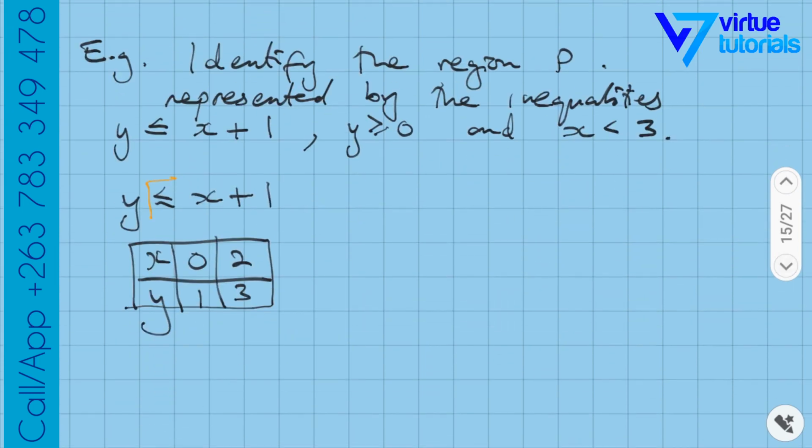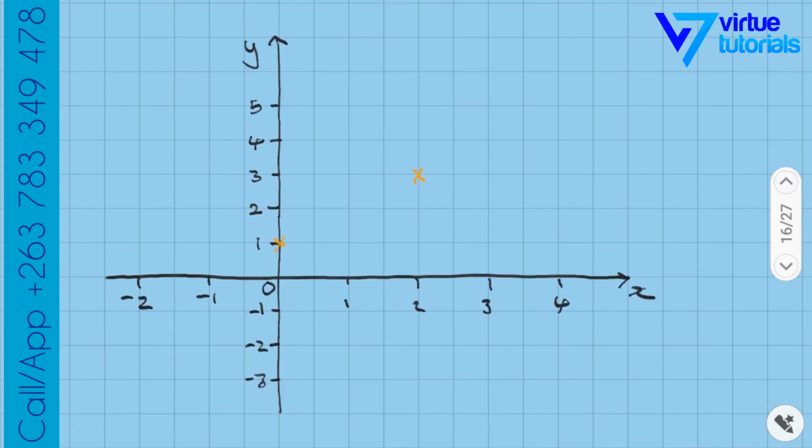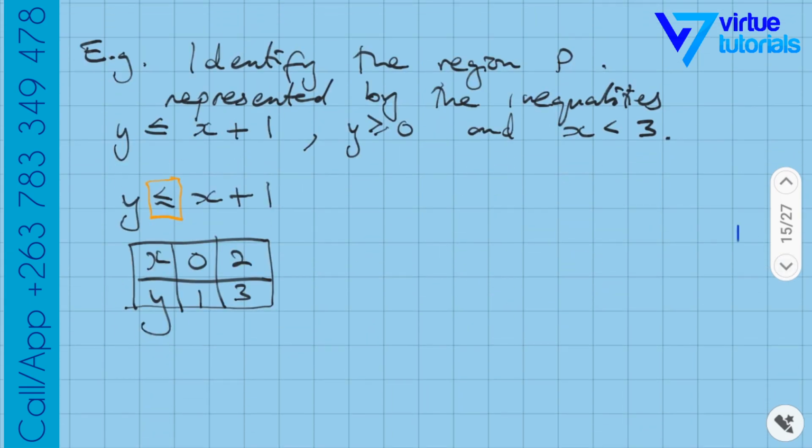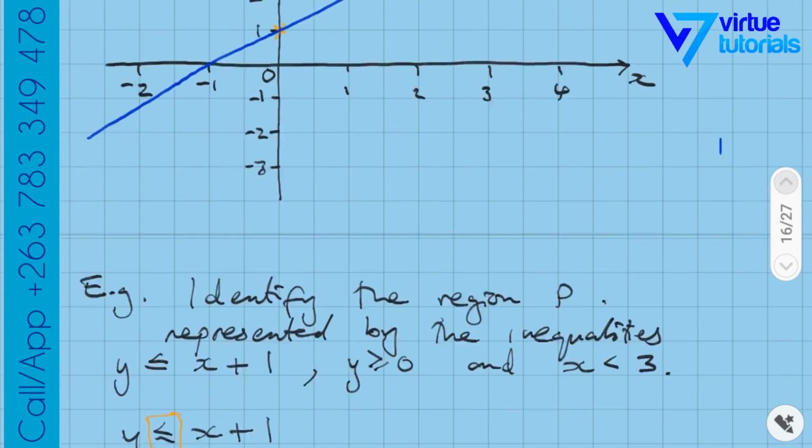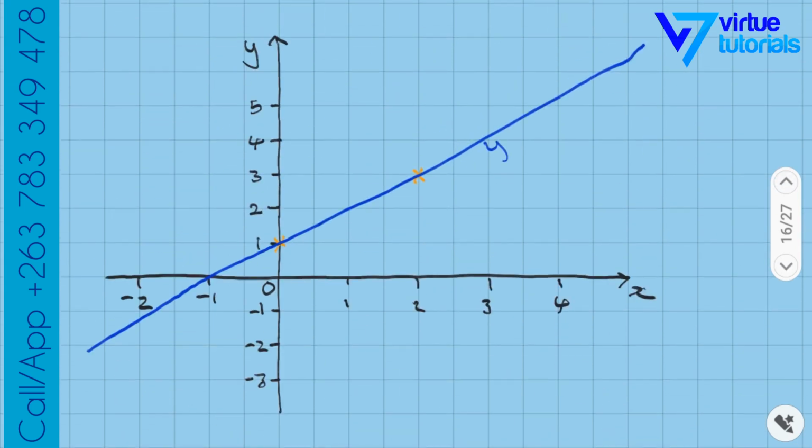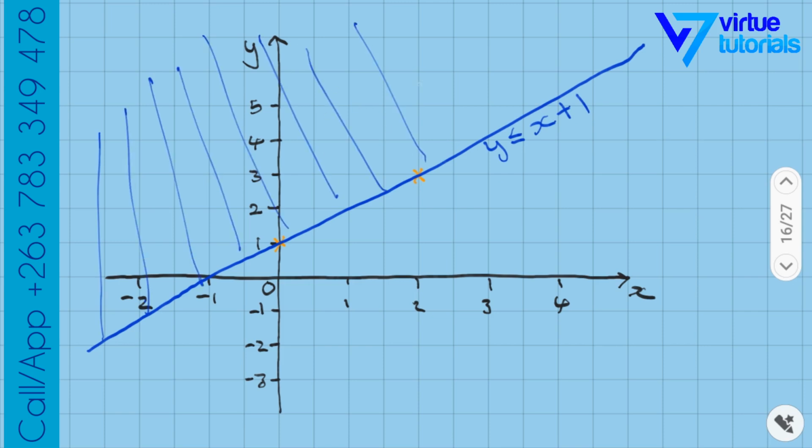Then I look at this. I have to draw a solid continuous line because it's a less than or equal to. So what does it say? y is less than or equal to x plus 1, and I label that. Since y is less, we shade what is above this line because we want y to be less. So we shade off everything above this line.